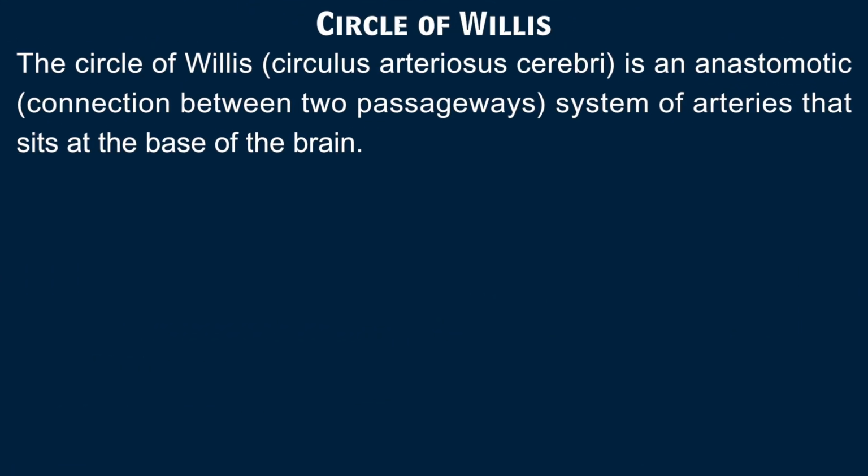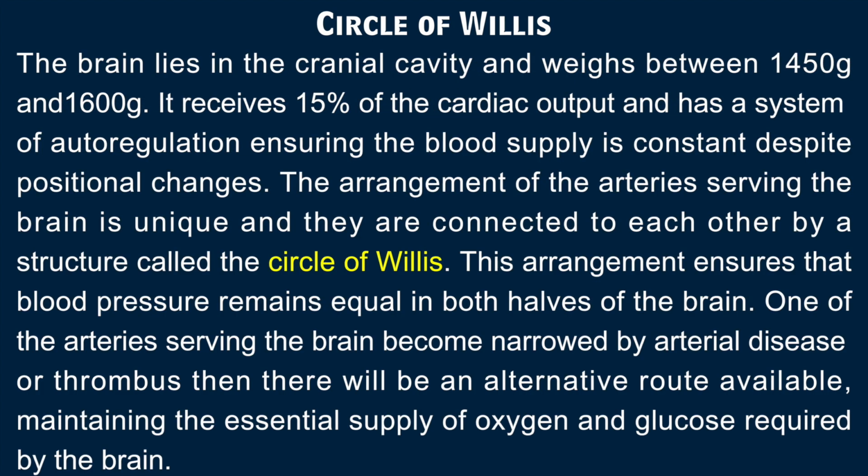Next, we will see about circle of Willis. The circle of Willis, circulus arteriosus cerebrae, is an anastomotic system of arteries that sits at the base of the brain. The brain lies in the cranial cavity and weighs between 1450 gram and 1600 gram. It receives 15% of the cardiac output and has a system of auto-regulation ensuring the blood supply is constant despite positional changes. The arrangement of the arteries serving the brain is unique and they are connected to each other by a structure called the circle of Willis.